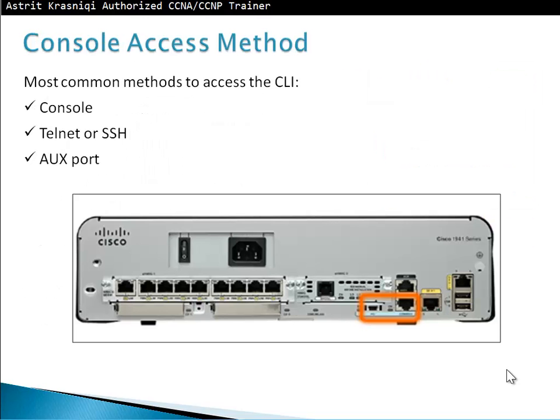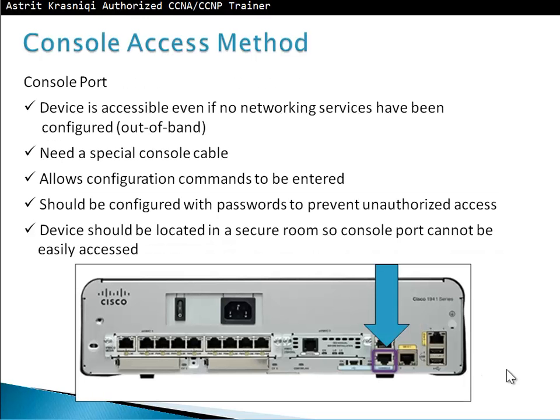Console access method. Most common methods to access the CLI are console, telnet or SSH, and AUX port. Console access method. Console port. Device is accessible even if no networking services has been configured. Out of band. What this means is that we can have a brand new device and no configuration whatsoever. We put the cable in the console port, we can access the device, and we are not using any bandwidth, so it's out of band.